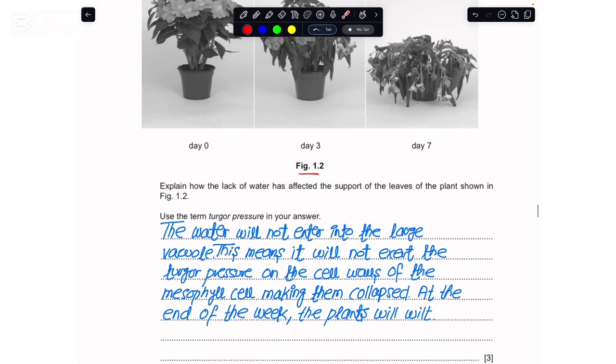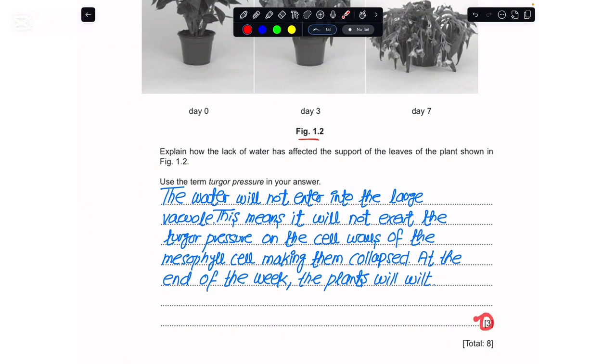Now, if we were to go to the question for the total of 3 marks, what the examiner is asking is that we have to explain how the lack of water has affected the support of the leaves of the plant, shown in figure 1.2, and we are required to use the term turgid pressure in our answer. So the answer is very simple. I have explained it above. You just need to look at the wording that the students were required to write down.